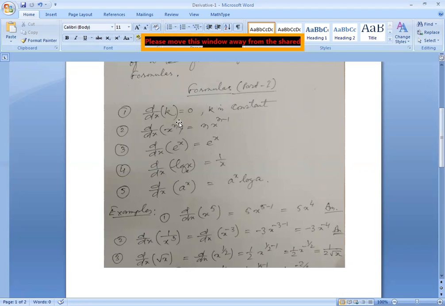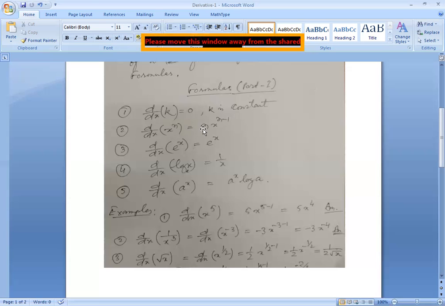X to the power n. Structure of the function: simply x to the power something, with x in the base and n in the exponent. If it is n to the power x, then you cannot go through this formula. If the function is of this form exactly, x to the power 2, x to the power 7, x to the power anything, then you can apply this formula, d/dx of x to the power n.